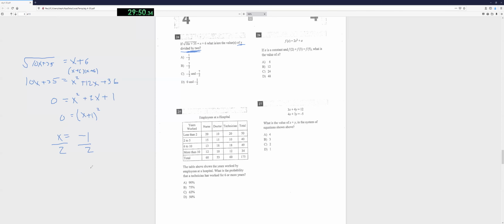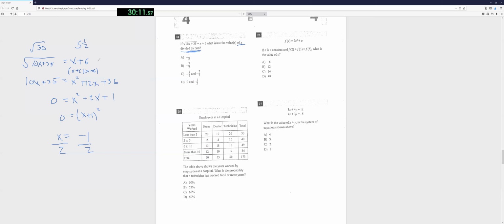Now, because we squared both sides, I do want to check this answer. So I'm going to ask myself, if I plug in a -1/2, what happens? So I plug in a -1/2, this is -5 plus 35, this is the square root of 30. -1/2 plus 6, this is going to be 5.5.